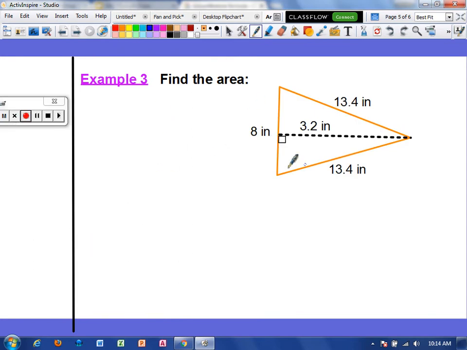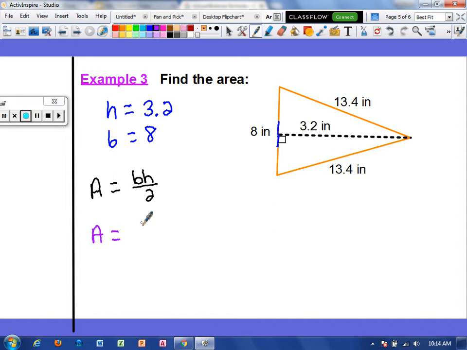Alright, so now we're going to find the area of this triangle. So we are looking for a line that goes from a vertex, so we have this line right here, and it intersects perpendicularly with this side. So this would be the height. So the height equals 3.2. And it intersects perpendicularly with this side, so the base would be 8. And now we are going to write our formula for area of a triangle. Area equals base times height divided by 2. So area equals a base of 8 times a height of 3.2 divided by 2.